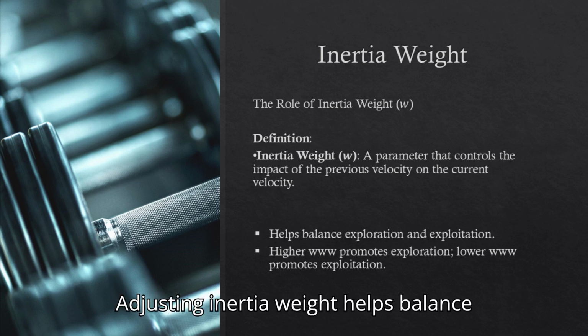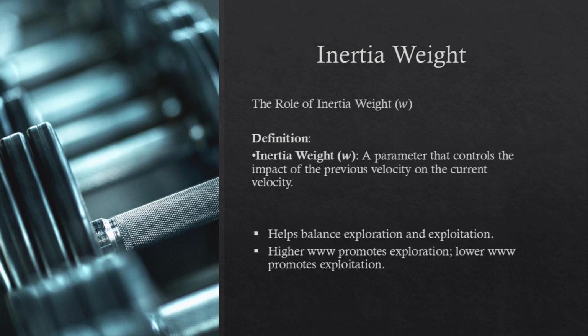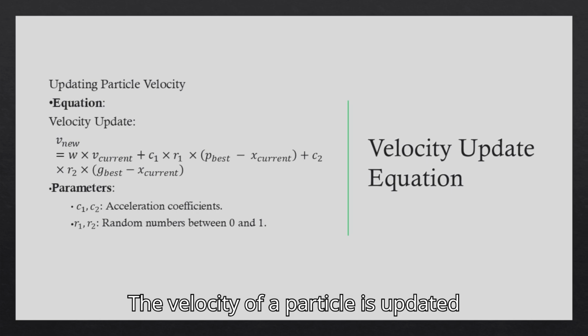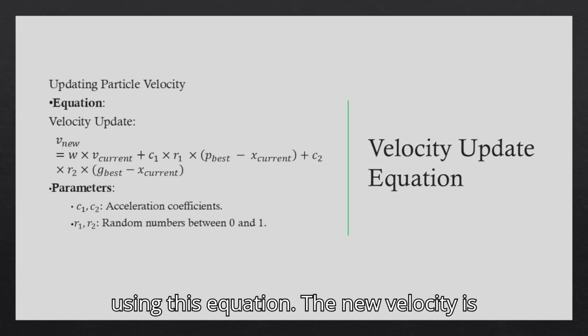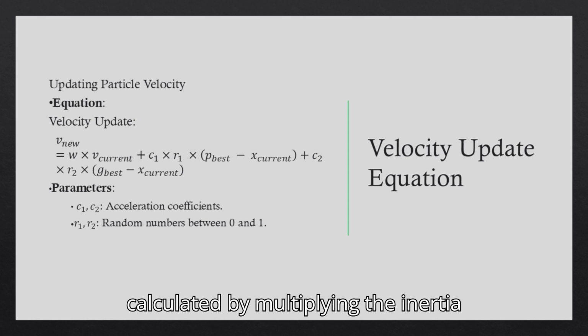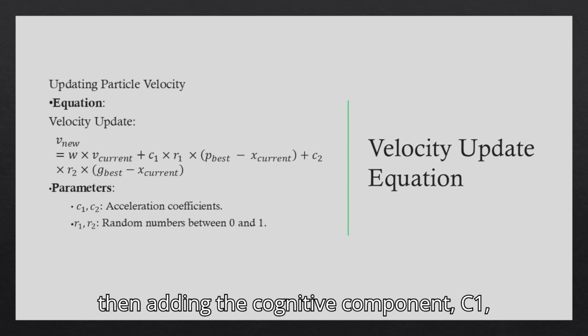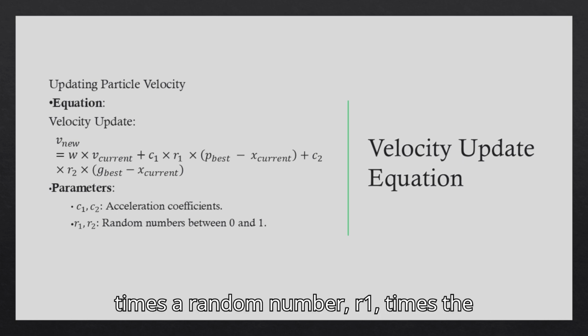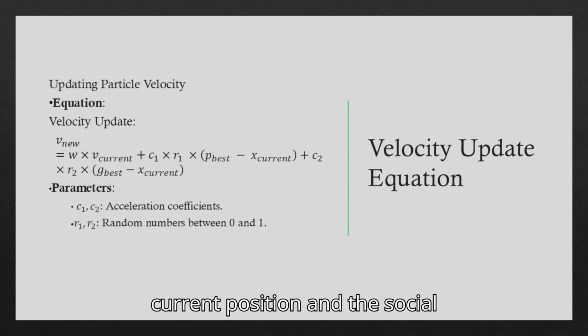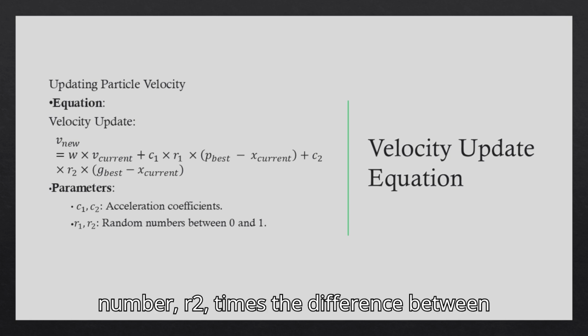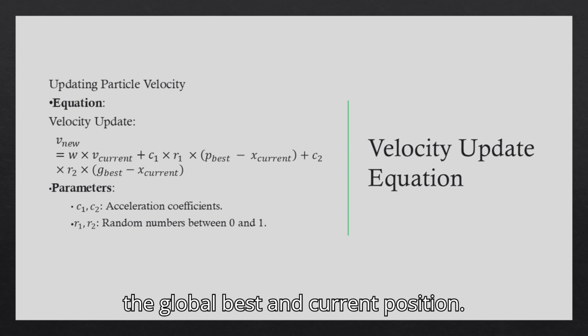Adjusting inertia weight helps balance the search process. The velocity of a particle is updated using this equation. The new velocity is calculated by multiplying the inertia weight, W, with the current velocity, then adding the cognitive component, C1, times a random number, R1, times the difference between the personal best and current position, and the social component, C2, times a random number, R2, times the difference between the global best and current position.